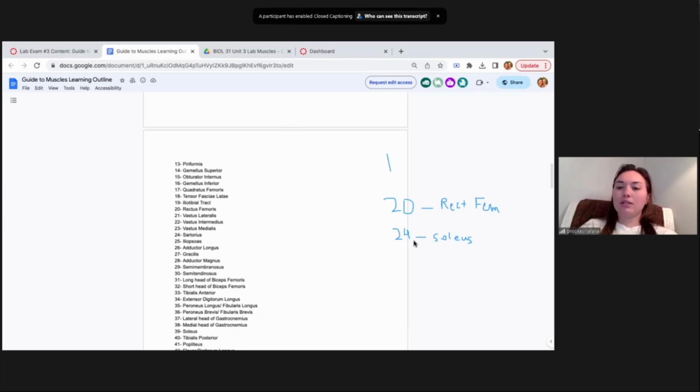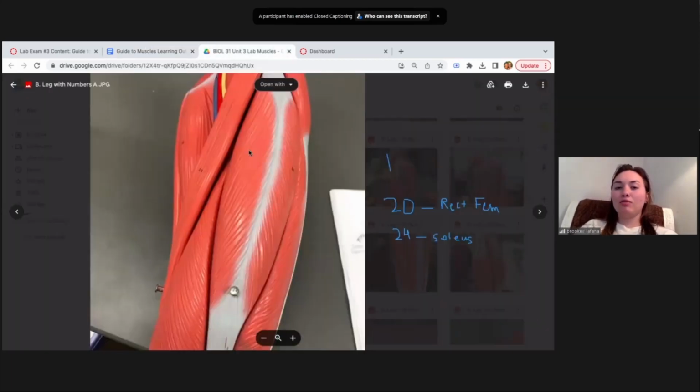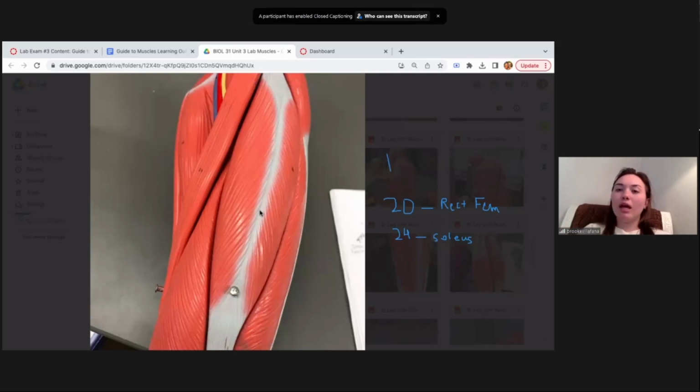So then I would X that out and I would do this practice with the top part of the leg until I was getting most of them right. Does that make sense? So I obviously kind of understood it. And then I would move on to the lower part of the leg. So I would quiz myself using the numbers.